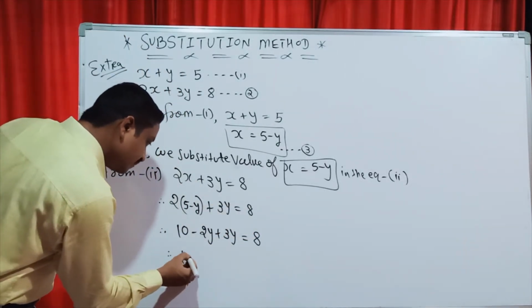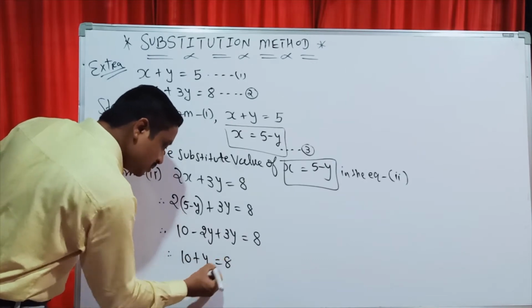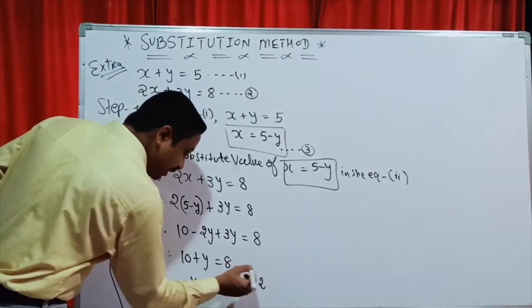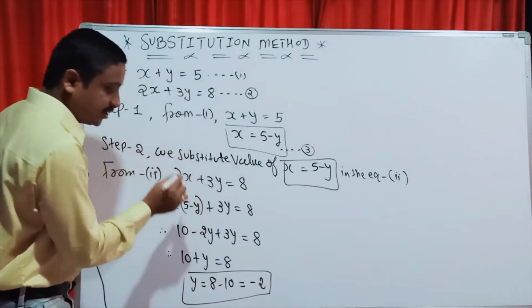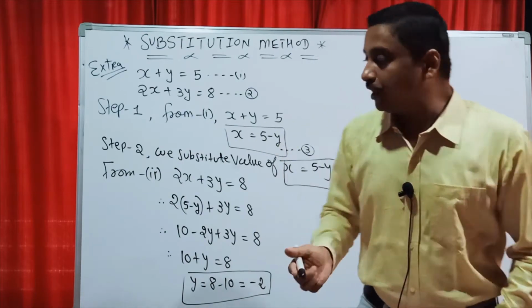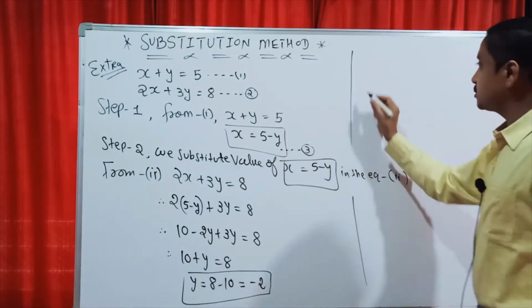So how much it is? Only y. So y getting 8 minus 10. Yes, that is minus 2. This value is only for our y value. Now I going to find out the next steps. So here step 3.